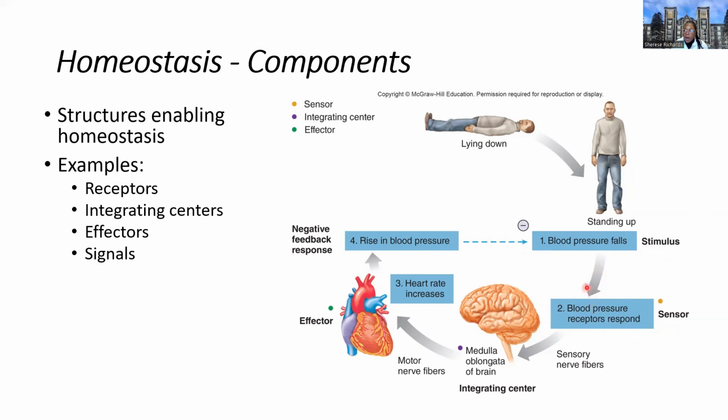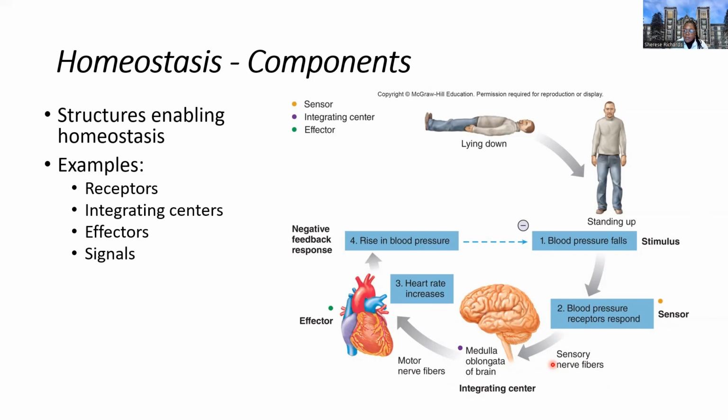Now, the way that the body is going to communicate that change in blood pressure is via neurons or sensory nerve fibers that will communicate to parts of your brain. This is where we have our integrating centers, specifically the medulla oblongata. This is one of the major integrating centers in the body or in the brain. And so the messages are sent as signals on these nerve fibers to your brain to say, hey, we have a problem. Blood pressure has dropped. You need to do something to fix this now. Okay, that's the message that's being sent to your brain.